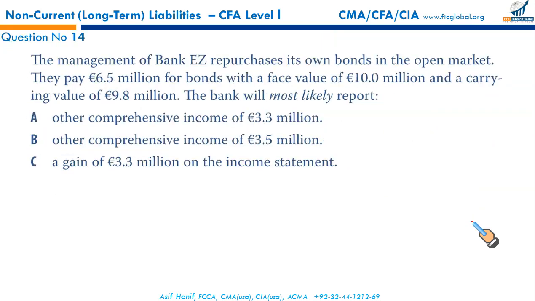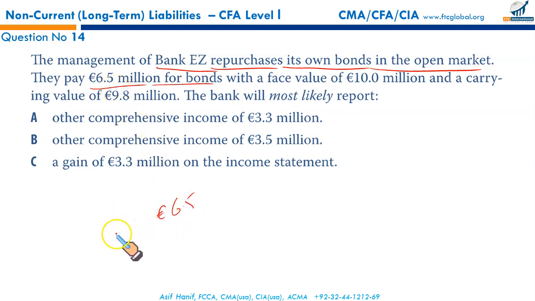Next, question number 14. The management of Bank Easy repurchases its own bonds in the open market. They pay 6.5 million for the bonds. This is the amount you paid, the redemption amount, or you can say extinguishment of debt, at 6.5 million euros. With the face value of 10 million, face value is irrelevant. We need to see what the carrying value was. Carrying value was 9.8 million.